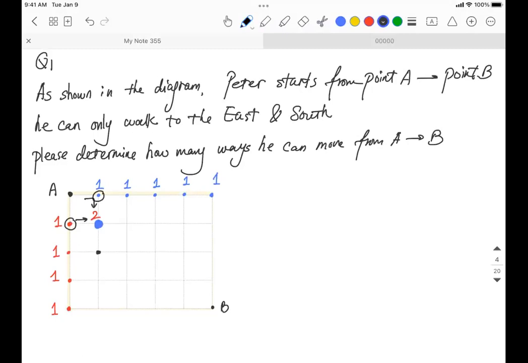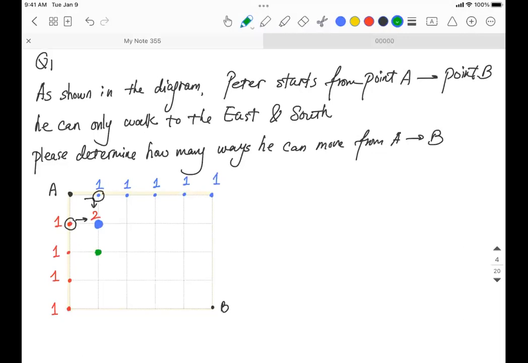Enumeration just lists them out one by one, right? But you need to find out a pattern. You're not just blindly listing out everything. How many ways if I go to this green dot? Who can tell me? Is there something very different?